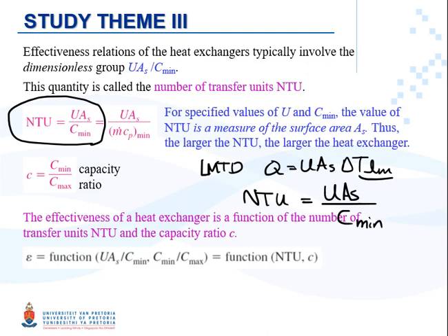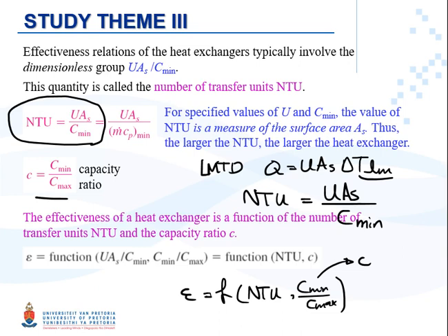And basically that's it. And epsilon is a function of NTU, or number of thermal units, and Cmin divided by Cmax, which we show here with lowercase c. Here you see the capacity ratio.